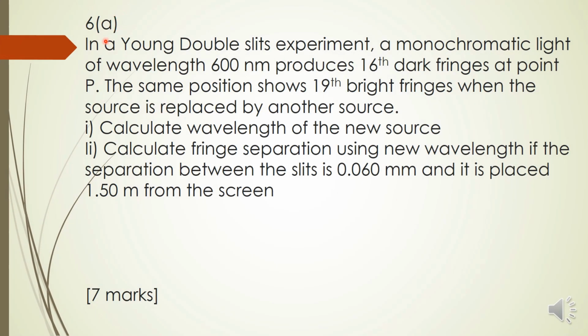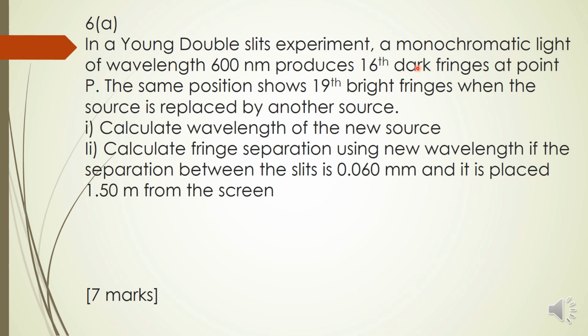Number A. In a Young's double-slit experiment, a monochromatic light of wavelength 600 nanometer produced 16 dark fringes at the same point. The same positions show 19 bright fringes when the source is replaced by another source. So the information given to answer this question, we identify. The first is the wavelength. The second, produce 16 dark fringes.